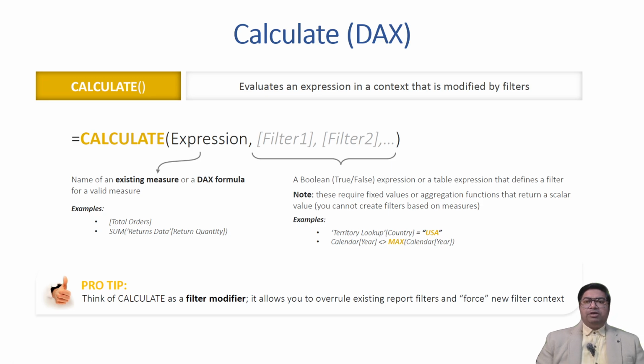Calculate basically evaluates an expression in the context that is modified by the filter. What does it mean? It means it will calculate the expressions and then apply filters. Expressions can be anything like the total order, sum of the order, or quantity returned, whatever we want, and then we filter: I want this, from any countries, for maximum or minimum, on that particular year. Anything we can modify.